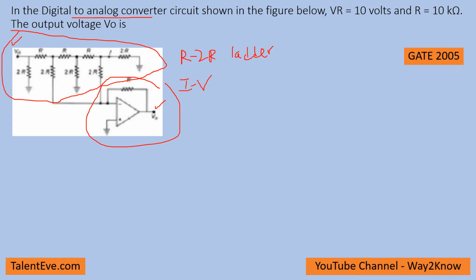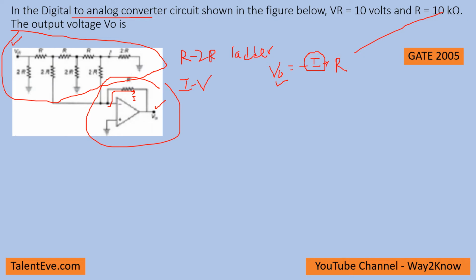To calculate the output voltage, we need to know the current that is flowing here, which we will treat as I, because it is a non-inverting terminal. We can say V0 is equal to minus I into R. R is already given as 10K. I is what we have to calculate, and V0 is what we will get as the output.